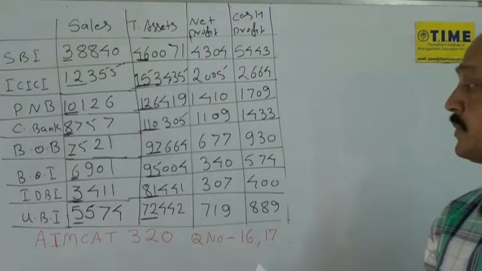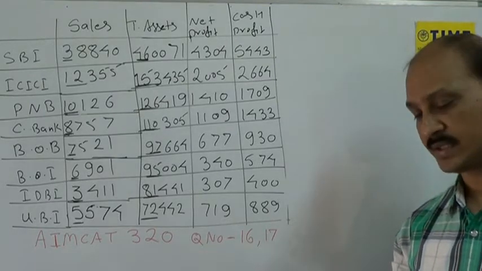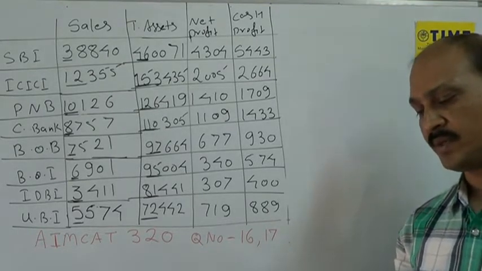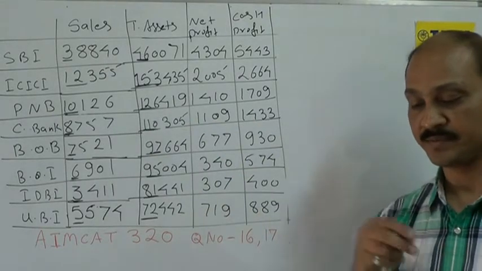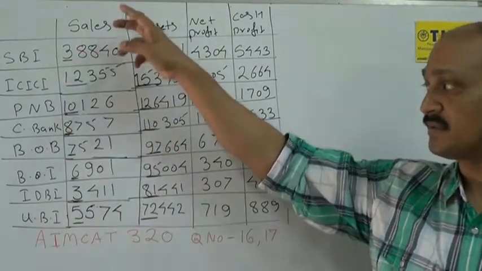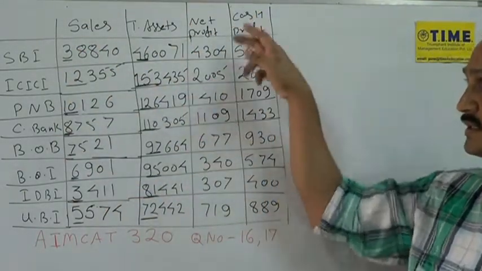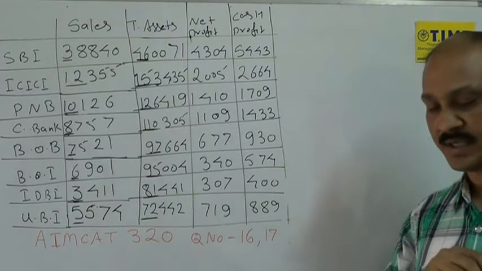Now, AIMCAT 320 question number 16 and 17 is what I'm going to discuss now. It talks about the table which provides the details of the performance of the major banks in 2005. Straightforward question. The names of the banks are given, the data for the sales, the total assets, net profit and the cash profit is being given. The first question also is again very straightforward.